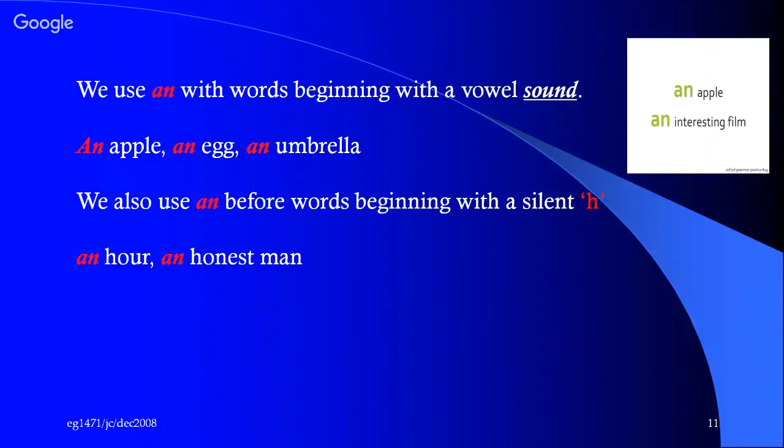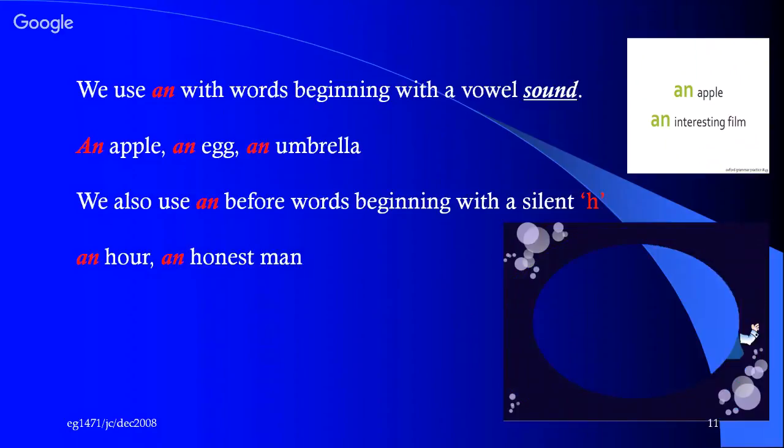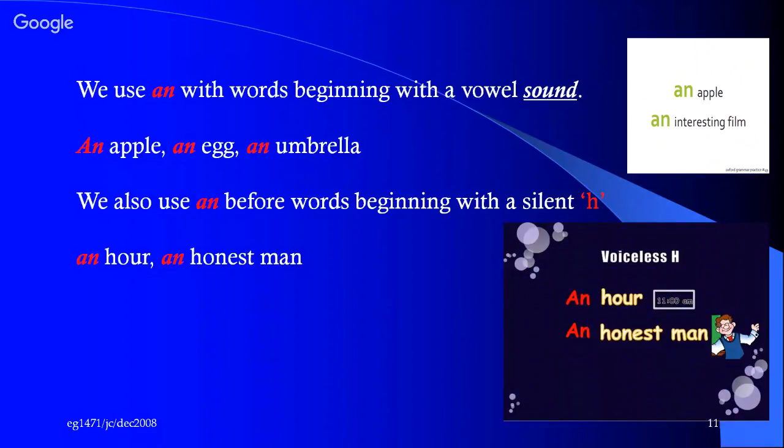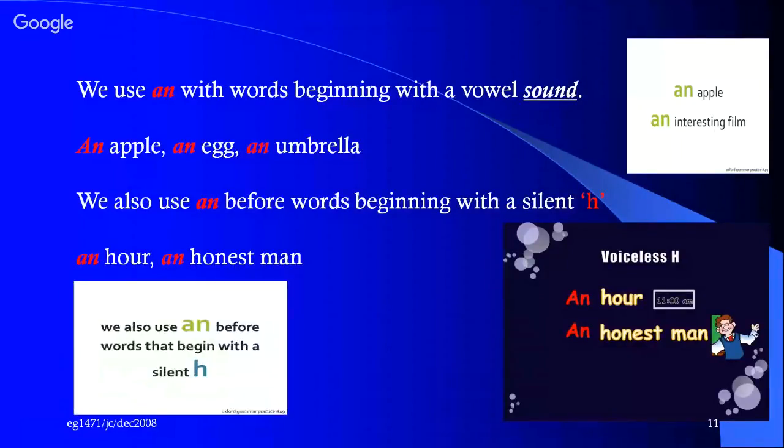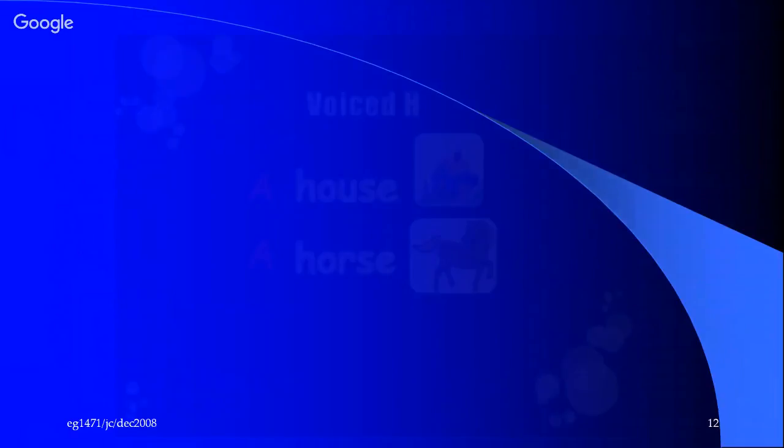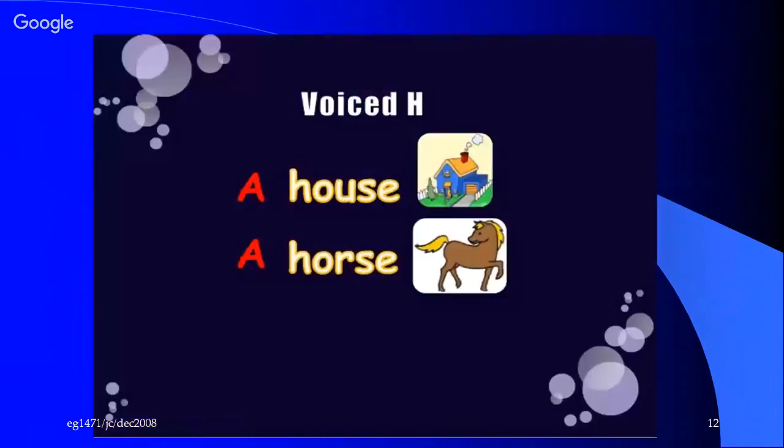An apple, an interesting film. An hour, for example, 11 a.m. An hour. An honest man. We also use an before words that begin with a silent H. So as opposed to a voiced H, you don't say an house, you say a house. H is pronounced. A horse, H is pronounced. But in hour, you don't say Howard, you say our.